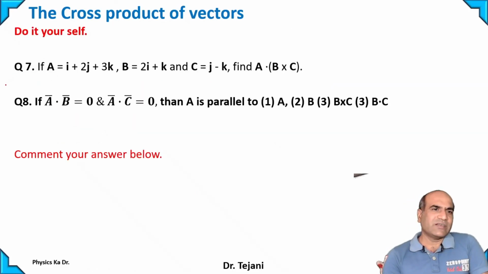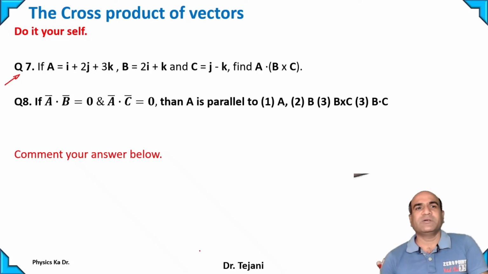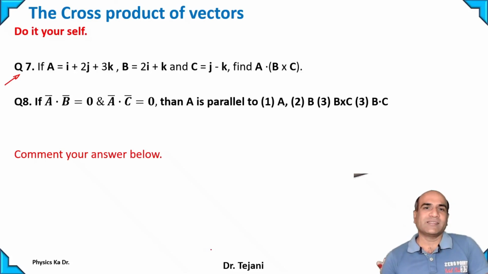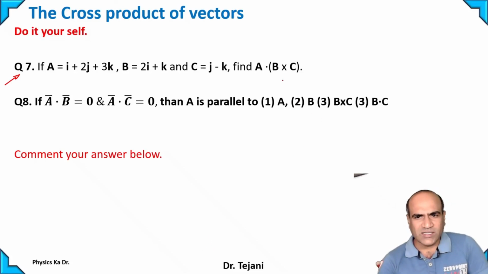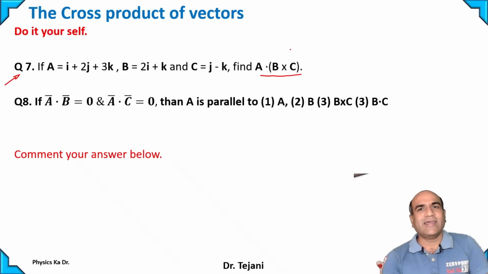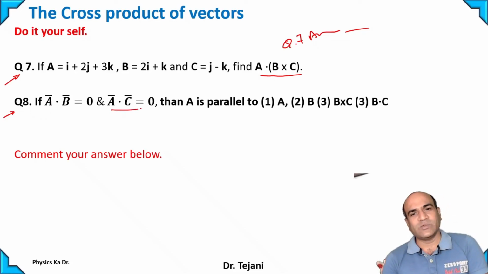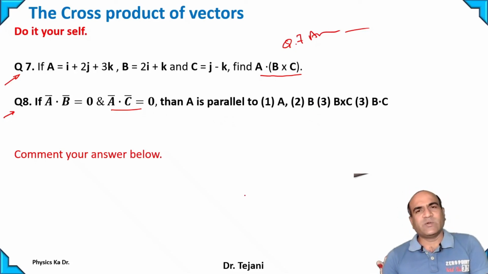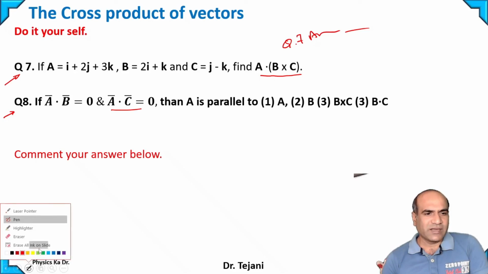Some of the questions are given that you should do by yourself. Question number 7, A is equal to i plus 2j plus 3k, B is equal to 2i plus k, and C is equal to this, and A dot B cross C, this data is given. You solve this and comment me your answer, like question number 7 answer is this, or you may comment the full method also. And question number 8, A dot B is equal to 0, A dot C is equal to 0, then A is parallel to this solution. So which one is the correct one? These two you need to solve by yourself and comment me your answer.